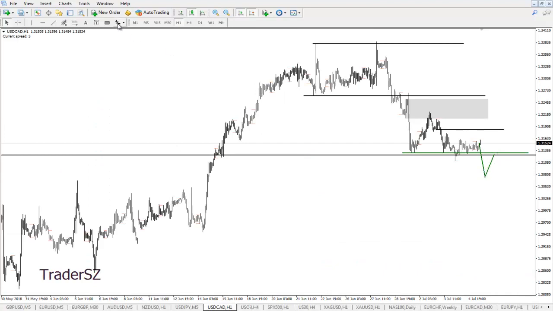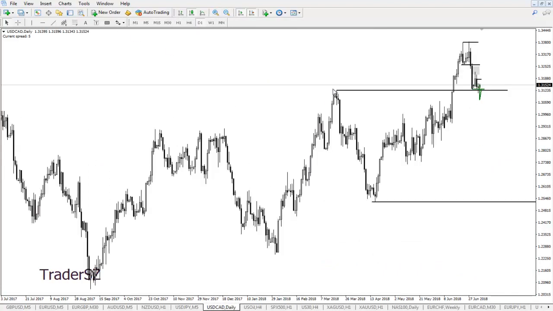And then once we're within this range, and once you've got that macro bias, if it's taken out one side of the range, where are we targeting next? The other side of the range. So what's this? This is the range high.